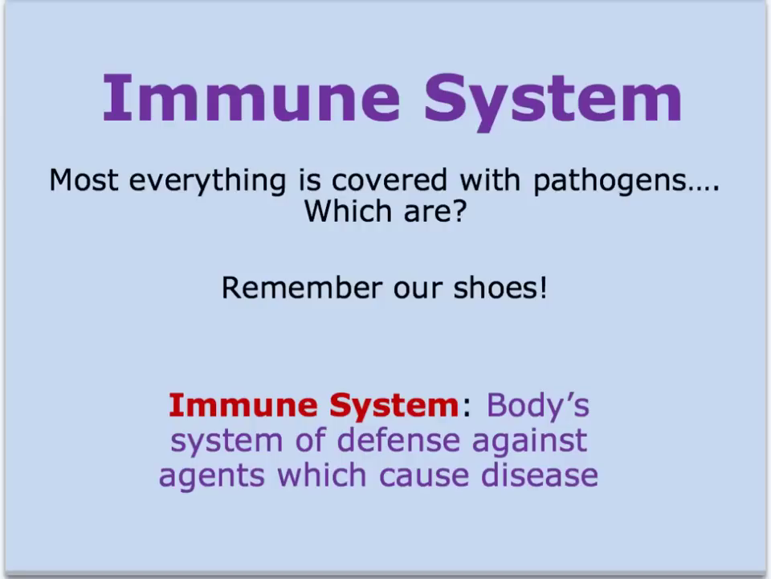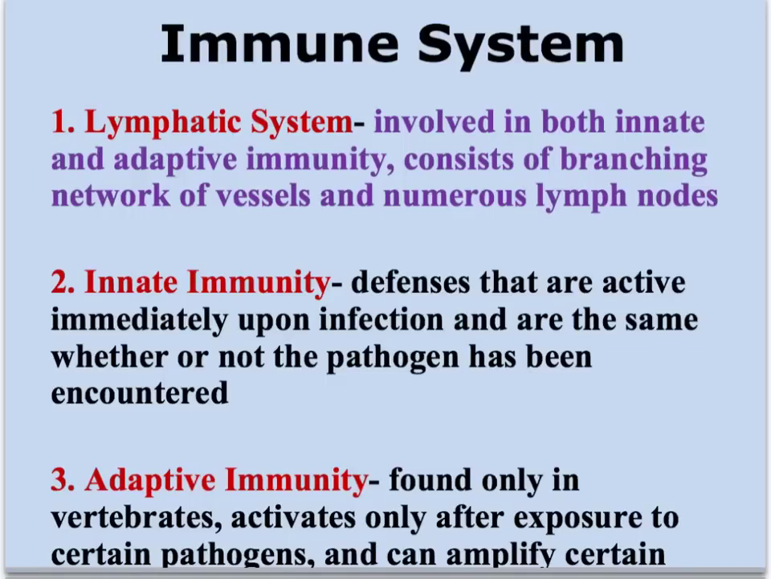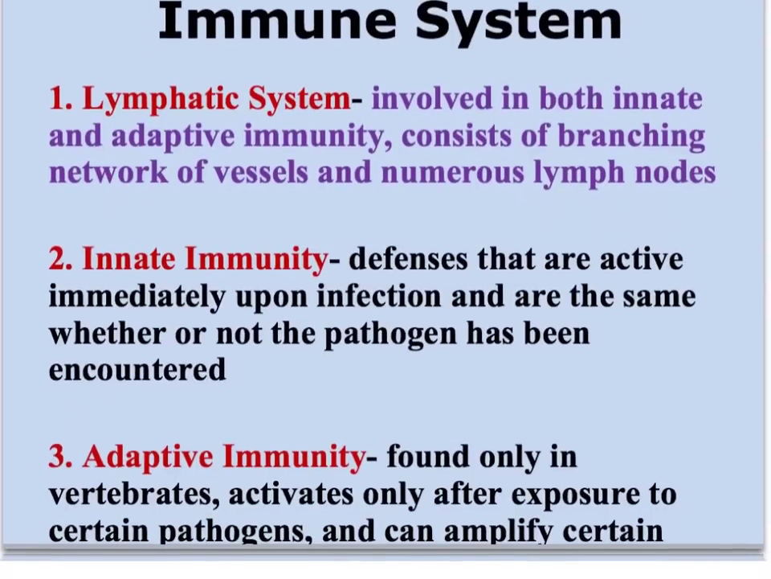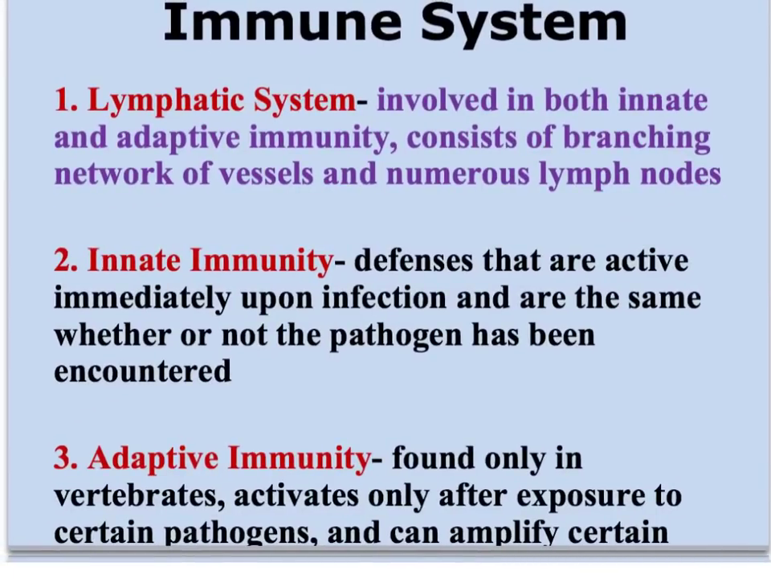So now we're going to talk about the 3 different points in the immune system. Alright, so we have the lymphatic system, innate immunity, and adaptive immunity. So this first section, we're just talking about the lymphatic system. It's involved in both innate and adaptive immunity. It consists of branching networks of vessels and numerous lymph nodes. So while we're talking about this, we're going to call the lymph vessels highways and the lymph nodes motels or hotels, whichever you prefer.